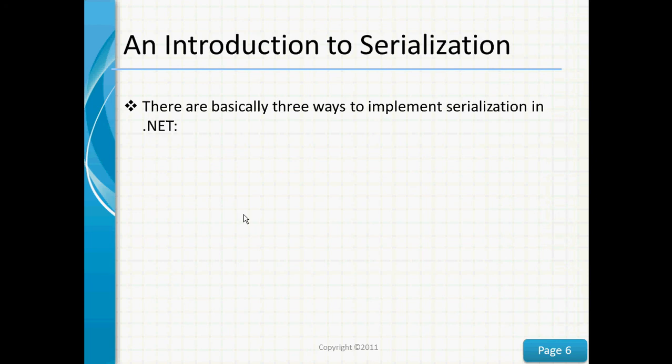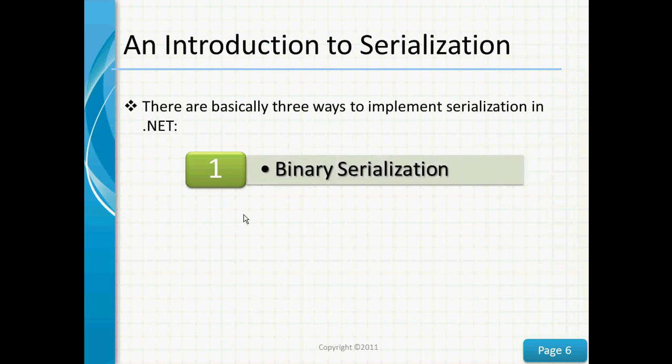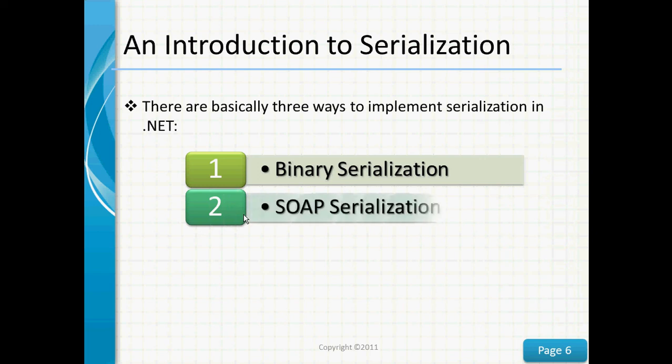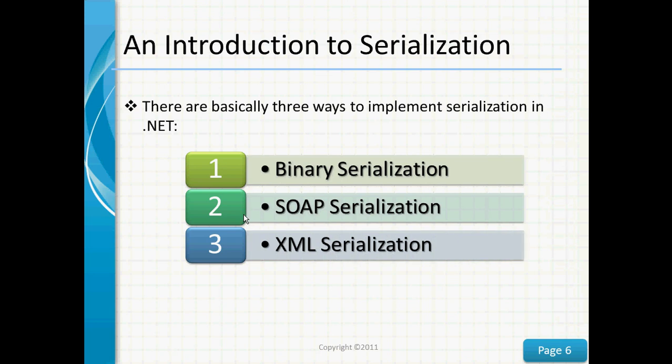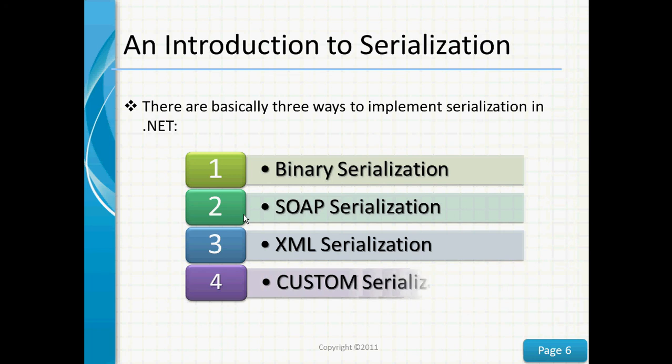There are basically three ways to implement serialization in .NET. Binary serialization, SOAP serialization, and XML serialization. Of course, that doesn't mean you could go ahead and find your own custom way to serialize your data, even though it might be just a bit more work.